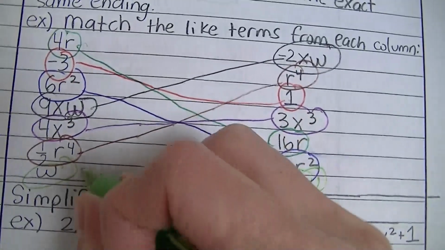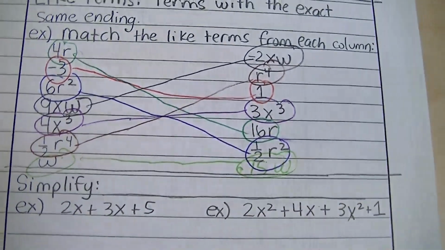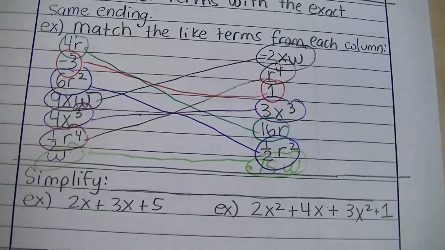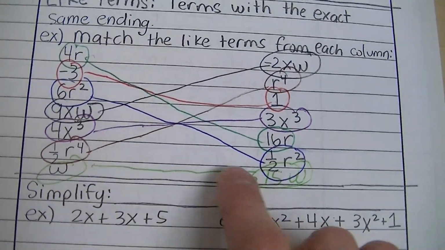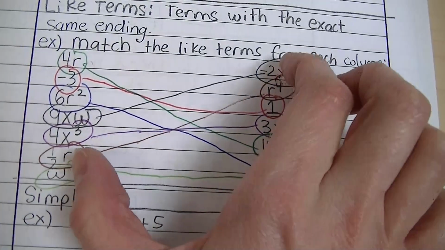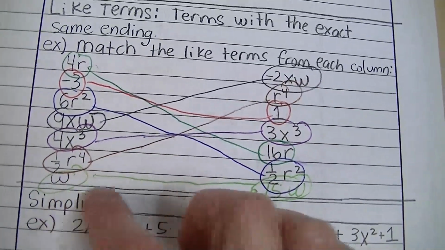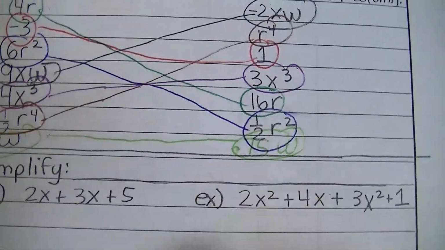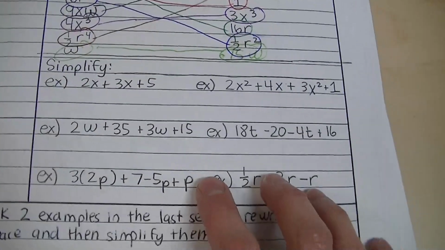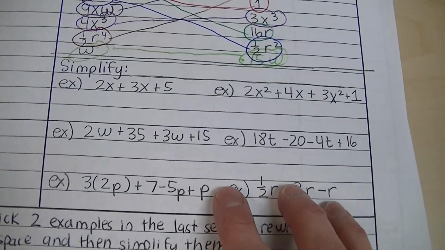Okay. There we go. Okay, so again, it's got to have the exact same ending. Don't be fooled and think that those two are like terms, because they're not. That's got an x with it, xw. This one's just w, so we just made one up. 75/100ths w.